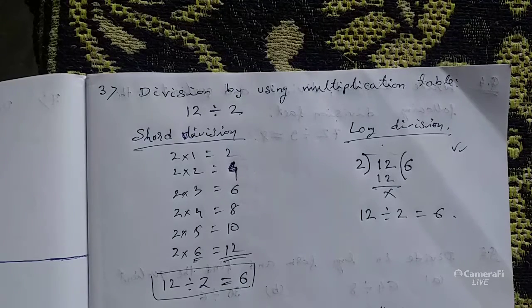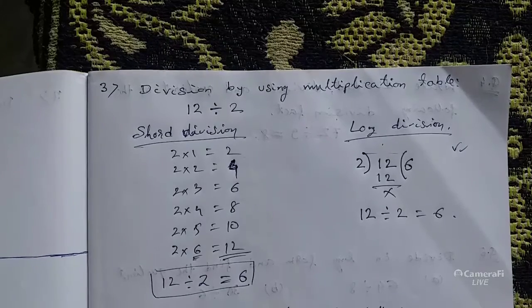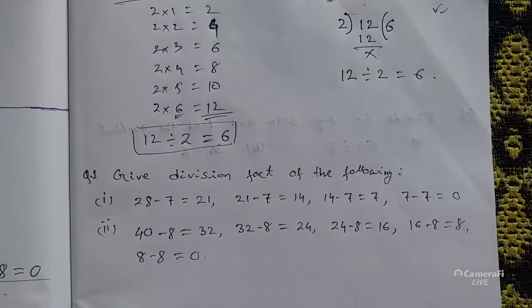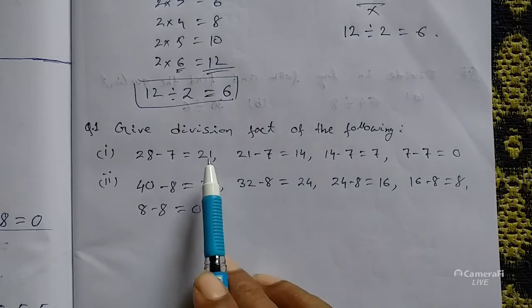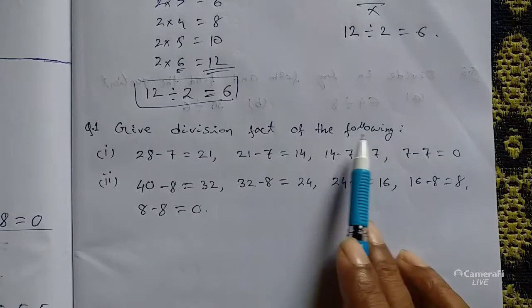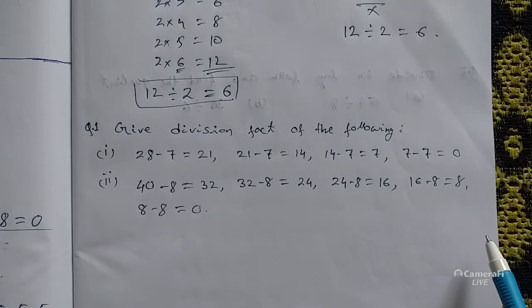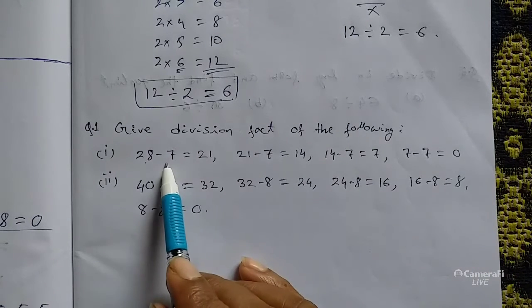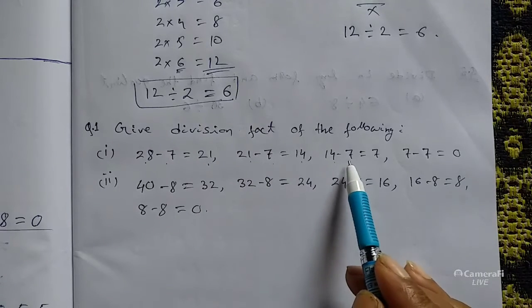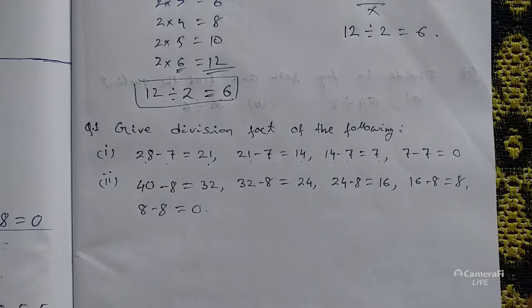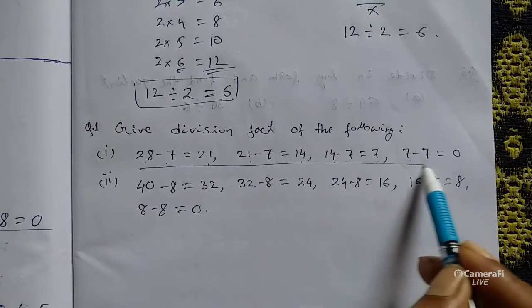Okay. Now we will come with some different types of problems. Here is question number 1. Give division fact of the following. What is the fact here given? 28 minus 7 equal to 21, 21 minus 7 equal to 14, 14 minus 7 equal to 7 and 7 minus 7 equal to 0. And we have to write the division fact of these subtraction facts.